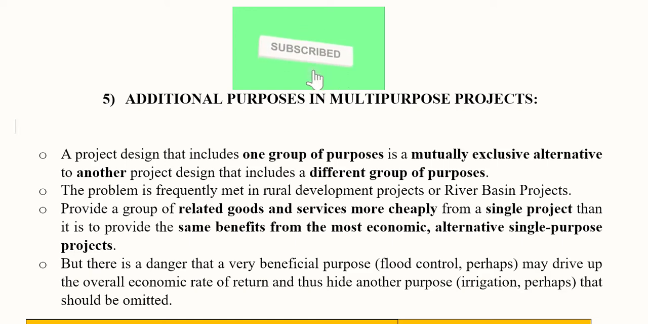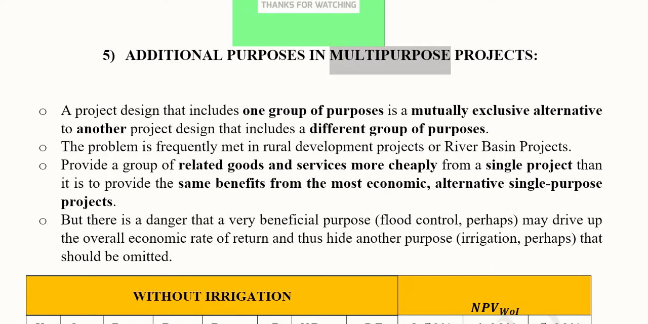Hi there, in this video we will continue our analysis of mutually exclusive projects, and previously we have done 4 cases. This is the 5th one in which we will analyze the multi-purpose projects. Definitely the multi-purpose projects will be those which come with more than one objective, and then how we can choose among these projects or between these projects. This is the thing that we will address here with the help of a certain real life example.